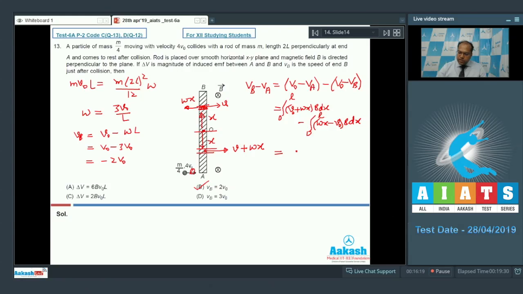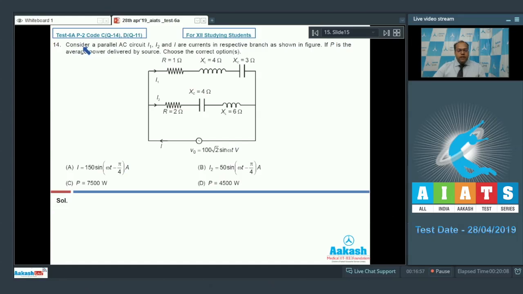If I solve this equation, it comes out to be 2B v0 into L. The integration is from 0 to capital L. So the answer would be 2B v0 L, so option C is also correct. The correct answers for question number 13 are options B and C. Let's move to question number 14.